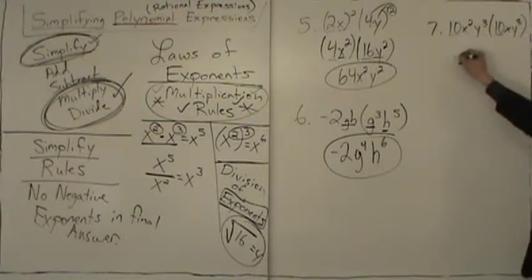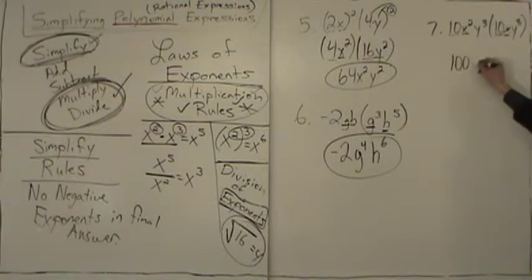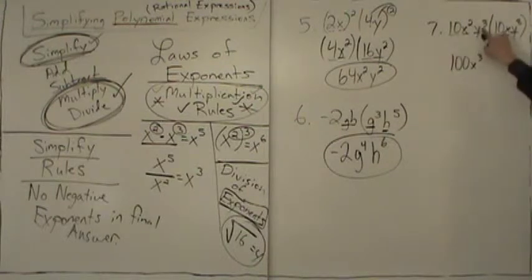10 times 10 gives what? 100. X squared times x, 2x's multiplied by one more x gives what? X to the third. And y to the third times y to the 8. 3y's multiplied by 8 more y's. We are adding the exponents gives what? Y to the 11th. So we are done.